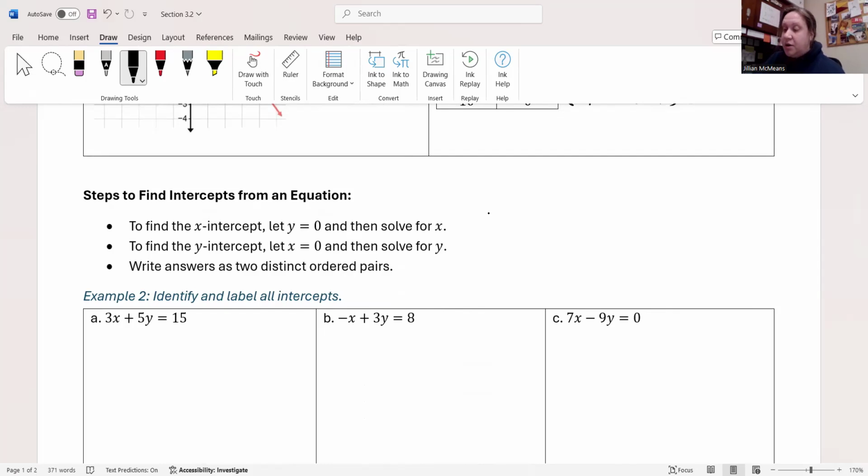So in order to find x- and y-intercepts from an equation, to find the x-intercept, let y equal 0, and then solve for x. And then to find a y-intercept, we let x equal 0, and we solve for y.